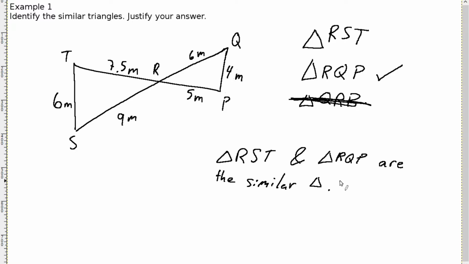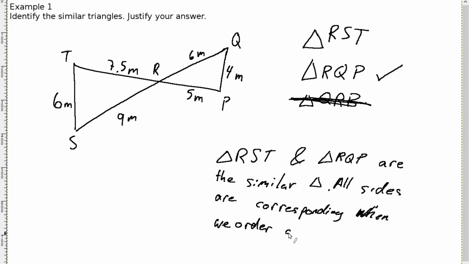And then we have to justify our answer. So since it is a word problem, you have to answer in a full sentence, right? And justifying our answer, we would say all sides are corresponding when we order our triangles, we'll just do this, triangles this way. Cool.